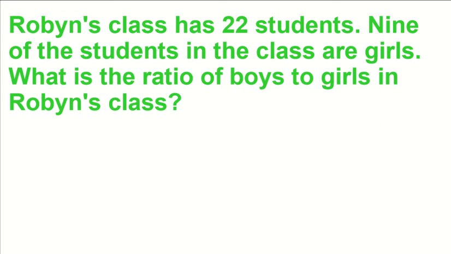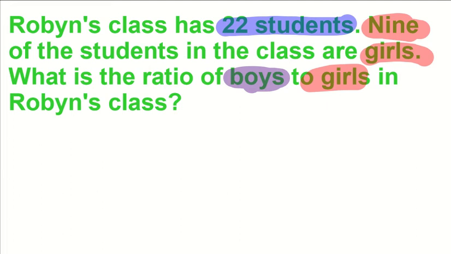The math that you have to do on any of these ratio problems is simple math. A lot of it is reading carefully and paying attention to what the problem is asking you for. In this case, it's asking for boys to girls. It gives us 9 girls. It also gives us 22 students, which doesn't really go with the boys or the girls. So we got a little extra step.